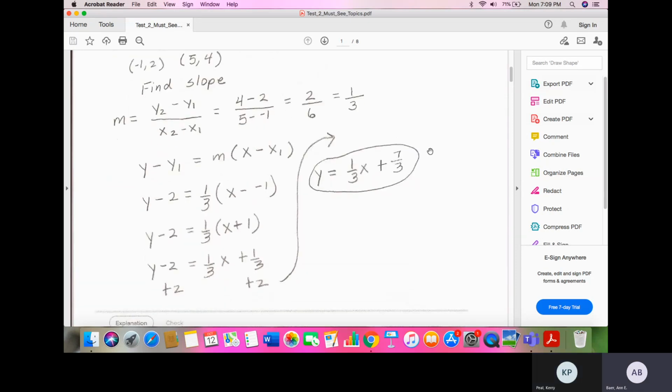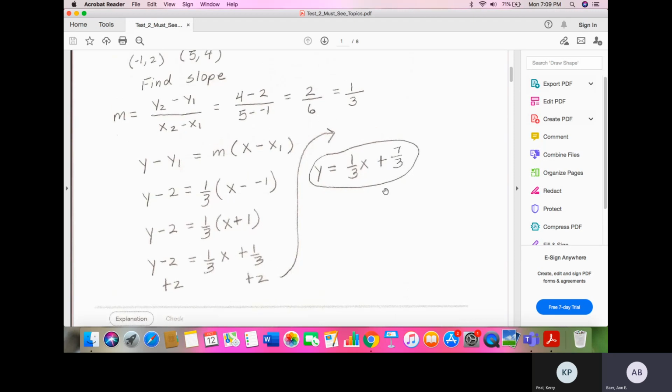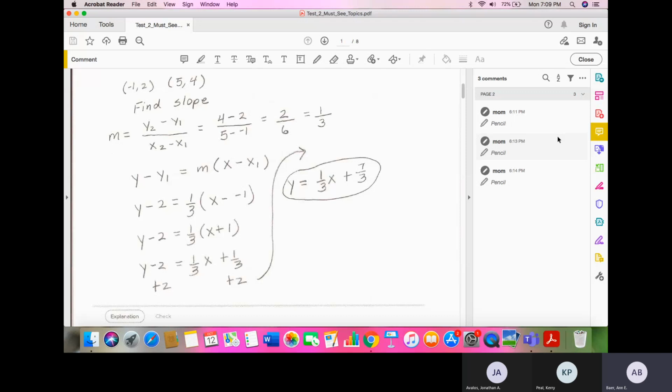And let me tell you, I'm a fan of quick checks. Both of these points need to satisfy this equation of a line. So what you could do is check them both, because quick checks are important, especially if you want all the points you can get on a test. So let me show you how that's done. I'll do one of them.